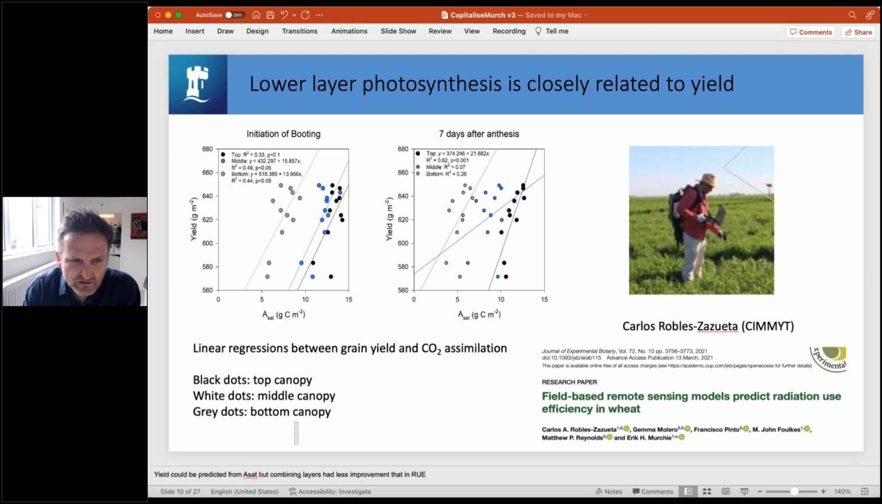And by calculating the photosynthesis ongoing in each layer, he was able to show that the lower canopy at pre-anthesis gave a better relationship with yield than the topmost layer. So this was less so for grain filling.